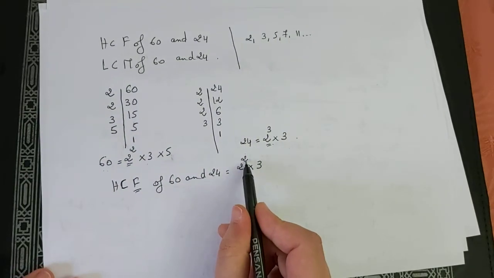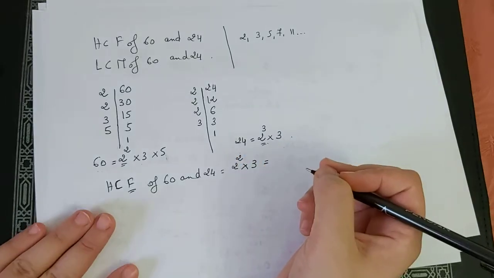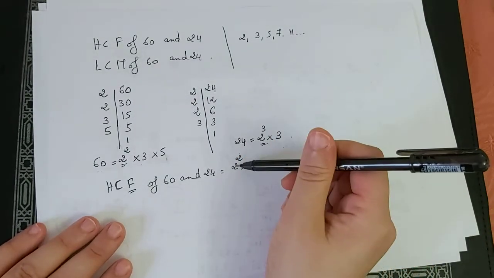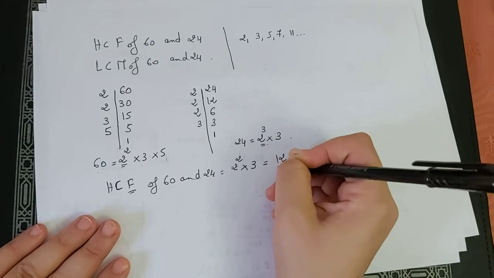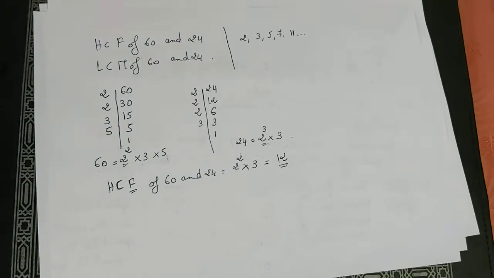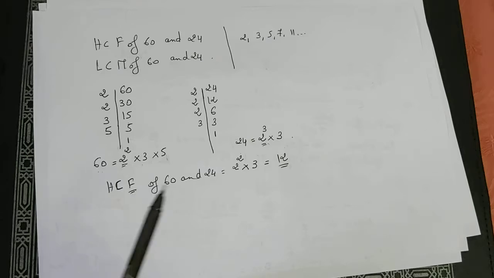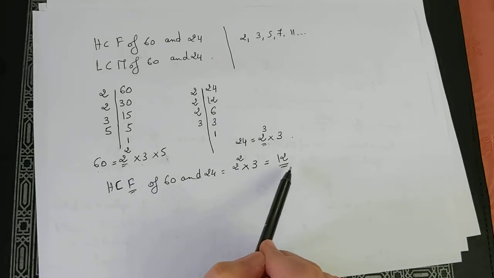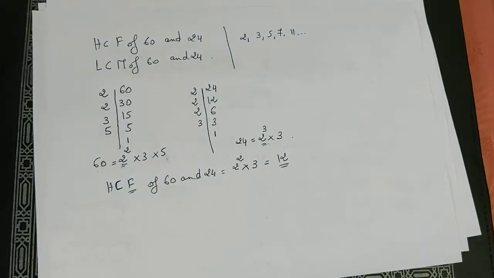So 2 to the power of 2 times 3 is my highest common factor, and don't leave it like that. 2 to the power of 2 is 4, and 4 times 3 is 12. So 12 is the highest common factor of 60 and 24. To verify your work, you just need to try and divide 60 by 12 and 24 by 12, and you will see if you get a whole number.